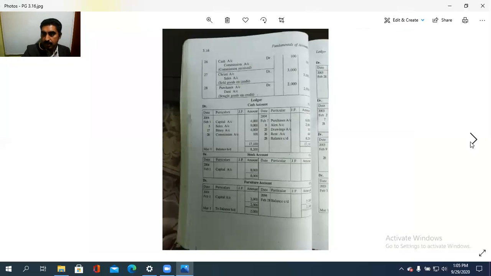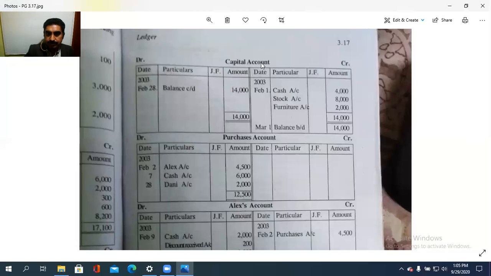Then comes the capital account, where the credit side is cash account, stock account, furniture account. For the first entry, cash account debtor 4,000, stock account debtor 8,000, furniture account debtor 2,000, to capital 14,000, that is to be balanced here. Then the purchase account: how many purchases are there? There are 3 types, credit purchase and cash purchase. So purchase account debtor to Alex 4,500, purchase account debtor to cash 6,000, and purchase account debtor to Daddy 2,000. So 12,500 almost.